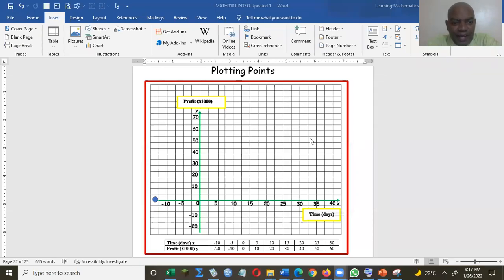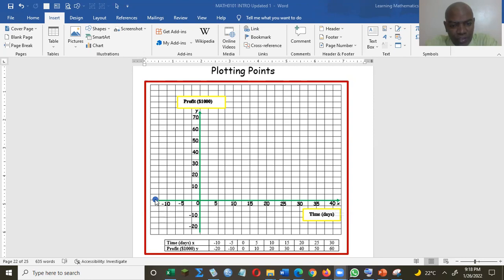Plotting points. In order to plot points, you would need a set of ordered pairs of coordinates, the x-coordinate and the y-coordinate. The x-coordinate will be located on the x-axis, that's the horizontal axis, and it is being labeled here as time in days. And the y-coordinate is located on the y-axis, and it is labeled here profit in thousands of dollars. So you need two numbers to plot a point.